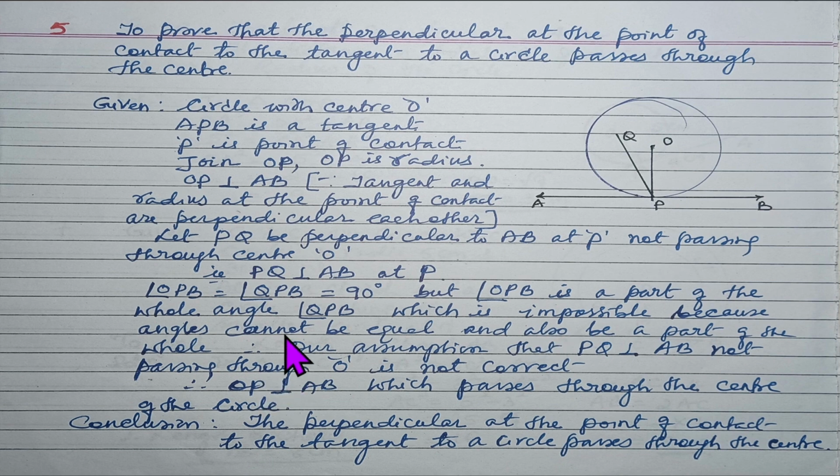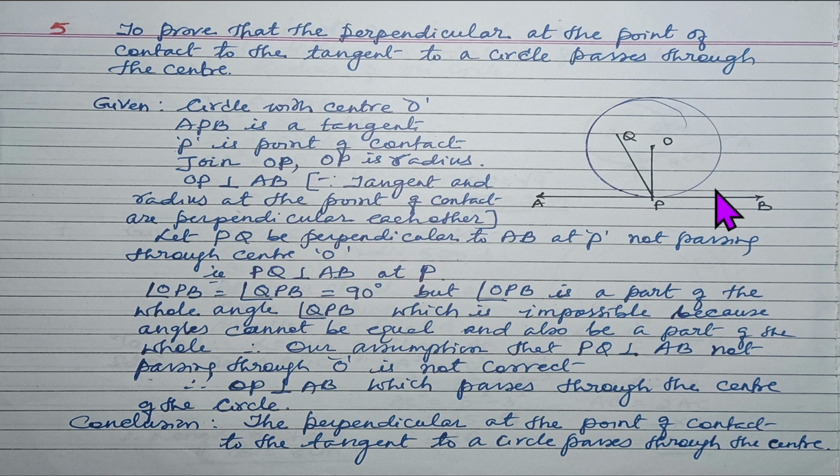That means it is impossible to have an angle which is equal and also be a part of the whole. Therefore our assumption that PQ is perpendicular to AB but not passing through O is not correct. PQ is taken as perpendicular to AB but not passing through O is 100% incorrect, and therefore our assumption is totally incorrect.